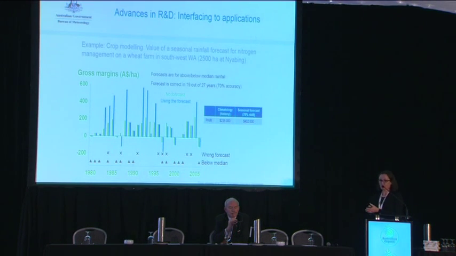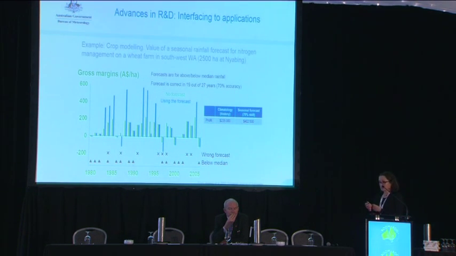What the graph is showing is your gross margin profit under two different scenarios. The green bars show the scenario where you don't take any forecast information into account. In other words, you just apply your usual constant fertilizer strategy. The blue bars show the scenario under which you use the forecast information. If the forecast is saying that there's going to be more rainfall than normal, then you would apply more fertilizer. If it said it was going to be drier than normal, then you would not.